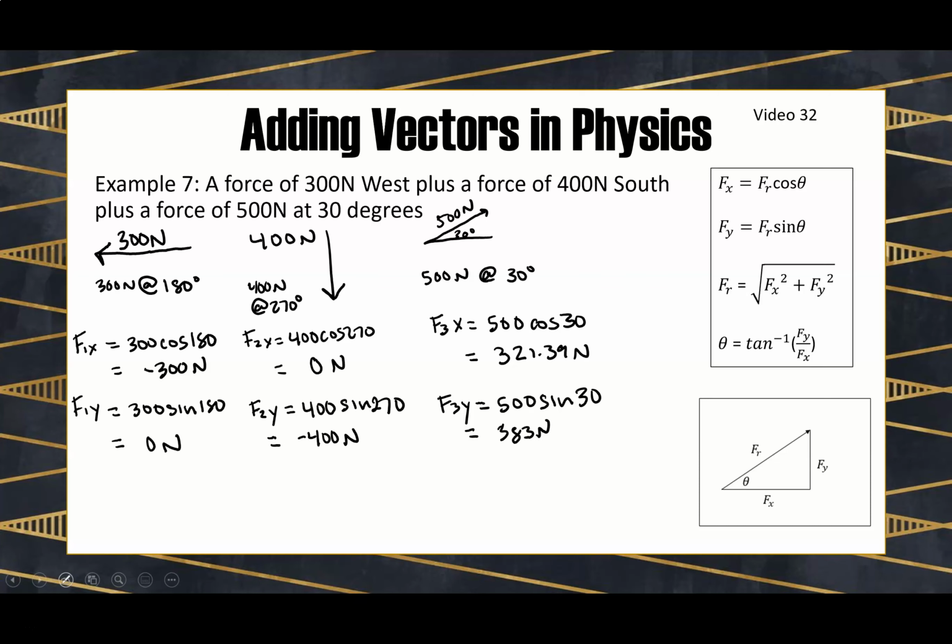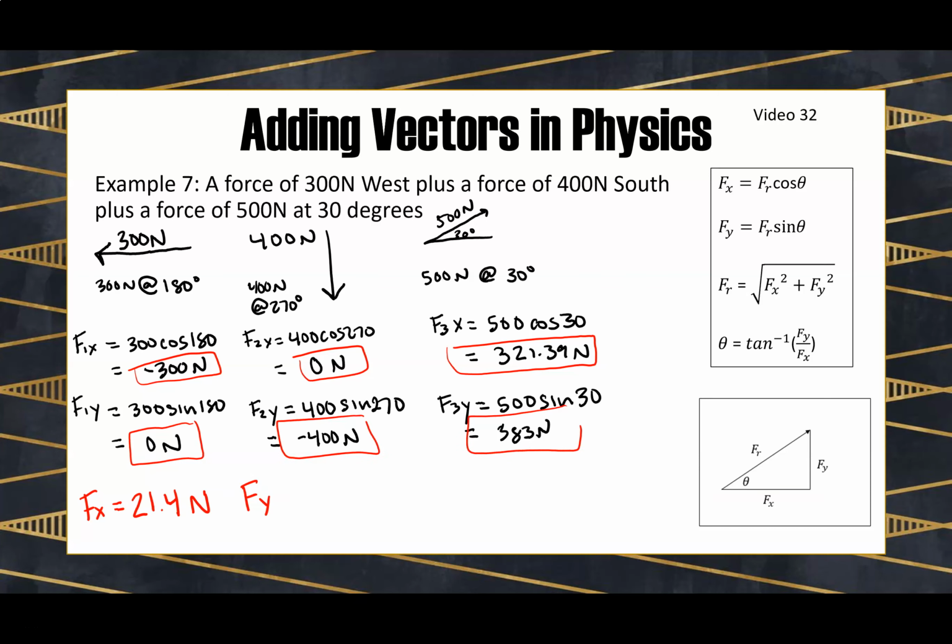Okay, our next job is to find our F sub x and our F sub y. Those are our force components for our horizontal components. So F sub x, I'm not going to write that sum anymore. You now know it's summing up this, this, and this. And when I do that, I get 21.4 newtons. And then my F sub y, I'm going to add up 0, negative 400, and 383, which is going to give me a negative 17.